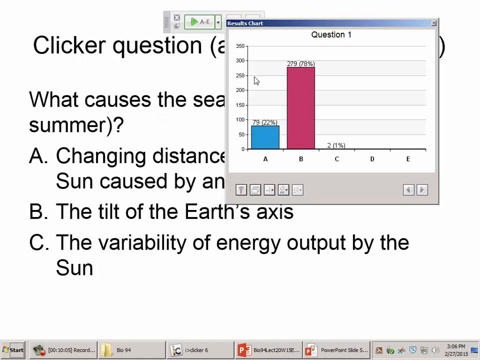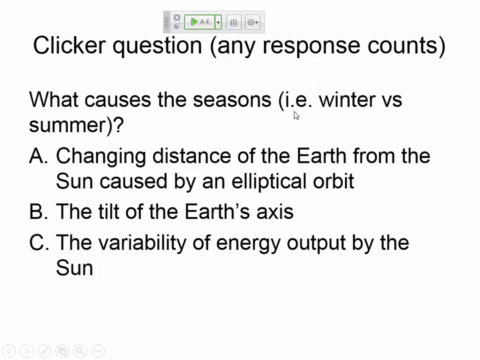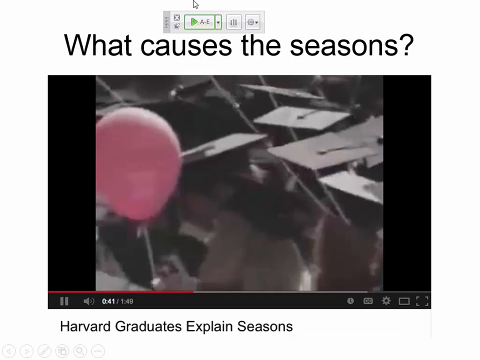Many of you got this right. Fantastic. Over 3/4 of you. Excellent. Absolutely. It's the tilt of the Earth's axis. This is really important in causing the seasons, or is the fundamental reason why we do have seasons. And so this is actually an extremely common misconception.